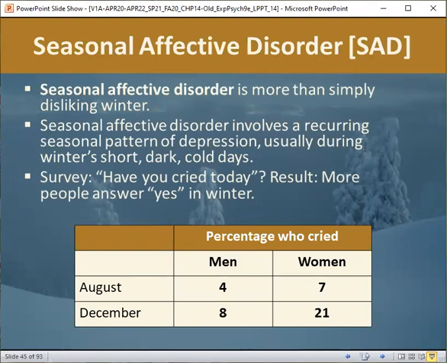Have you cried today? The results: more people answer yes in the winter. So we have August and December being the winter months. We asked men, and 4% say yes, they have cried in August, 8% in December. But look at women: we see 7% in August and 21% in December. So there's an increase in both men and women crying. So the notion here is that the seasons do affect our mood.